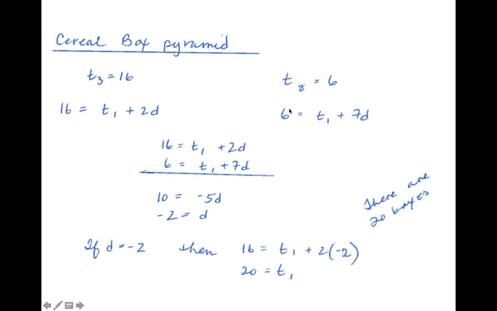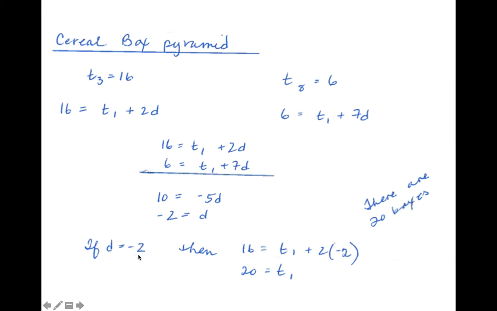Now, we've got 2 statements about the very same cereal box pyramid. So we can put them together and try to figure out what one of the terms is. I prefer elimination in a situation like this. So I put them on top of each other and I subtract. And when I do, and please do pause the video and take a look at these numbers, I find that the constant is -2.